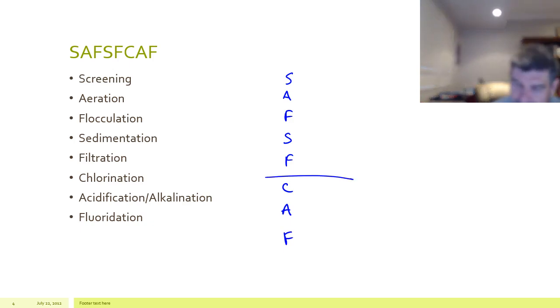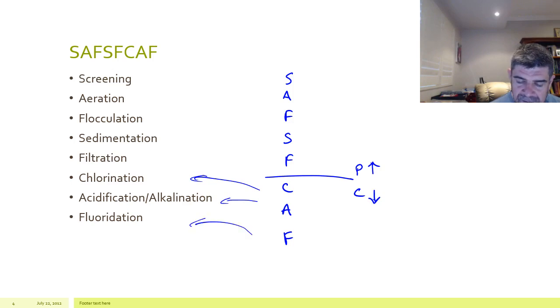If you can identify that most of the ones above this line are physical and the ones below the line are chemical, then hopefully you can match each of these words up to help you remember the order of processes which occur from the water that we're going to drink coming from the rivers, the streams and the dams actually coming out of our tap. So a lot of processes involved in this, some physical, some chemical, and hopefully SAFSFCAF might help you remember them in the correct order.